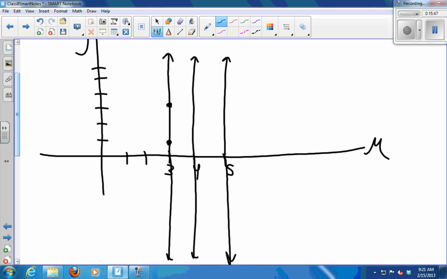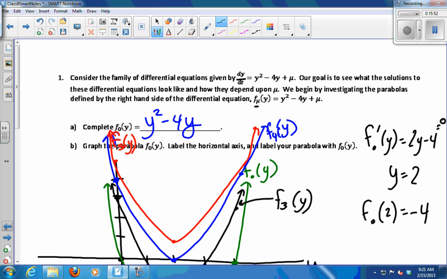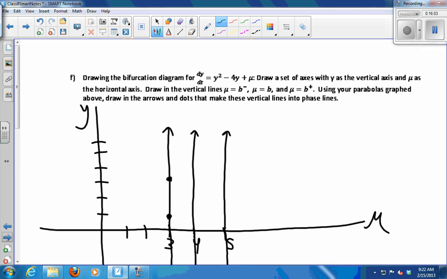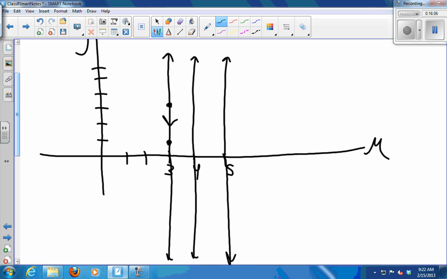Now I want to know, between those two, is the derivative that I've graphed positive or negative? Negative, so I indicate that with a down arrow on my phase line. And on either side, it's positive, so I put an up arrow on either side. Okay, so I did a phase line for that particular differential equation.